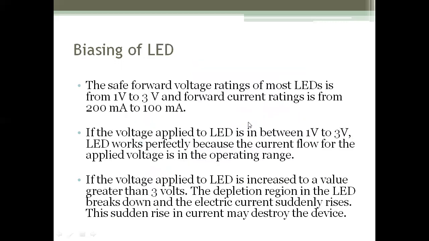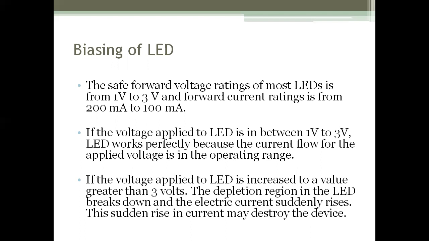Coming to the biasing of an LED, there are certain limitations for the biasing of any device. For the LED, it is in the range of 1 volt to 3 volt, where an LED can work very safely. The forward current ratings are from 20 milliamps to 100 milliamps. If the voltage applied to the LED is between 1 to 3 volts, it works perfectly, because the current flow for the applied voltage will be in the operating range.